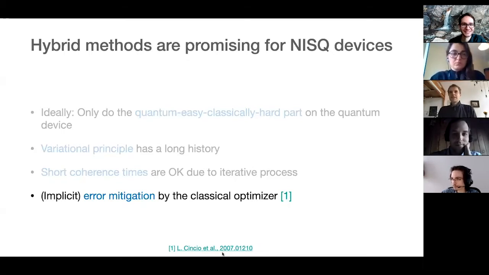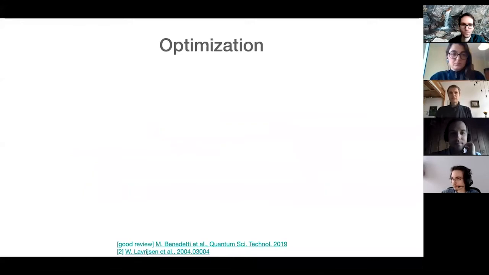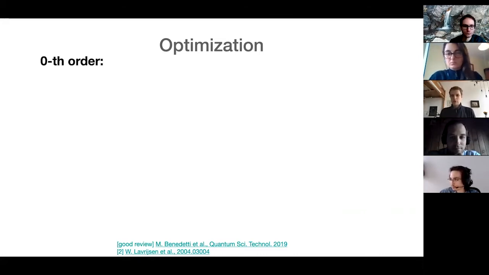Okay, then let's talk a bit more about optimizing these parameterized quantum circuits. I will just mention a few things that people have done and studied, and feel free to ask me later about this in more detail. There's a variety of zeroth order methods that people have studied, and then I will come to first order methods and maybe contrast them both a little bit.